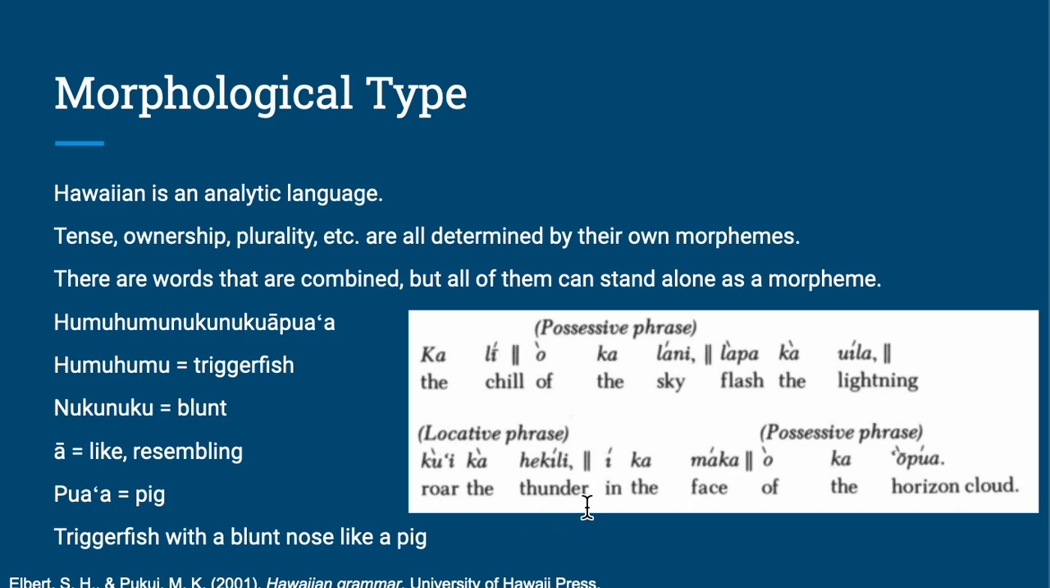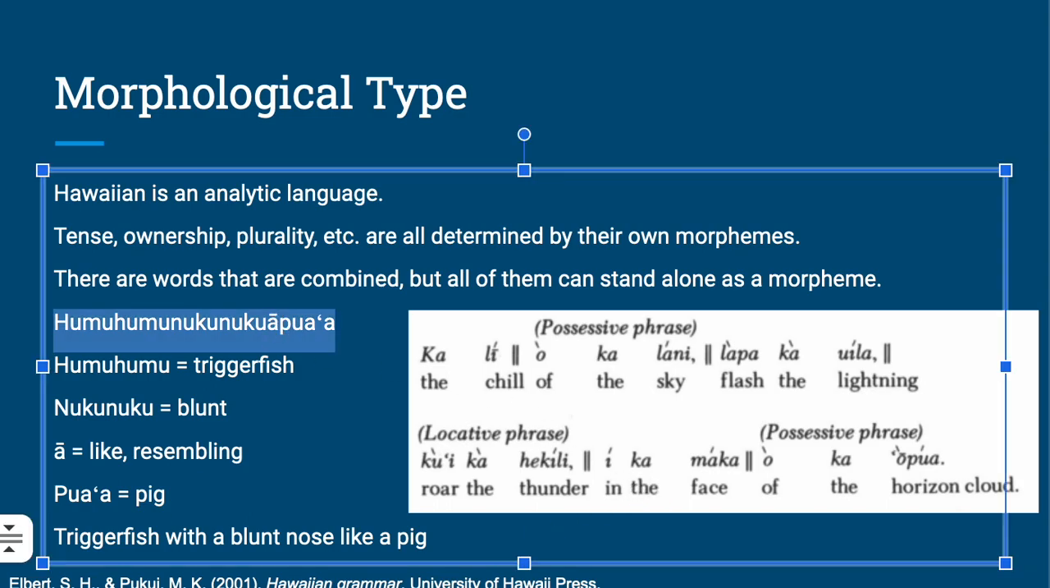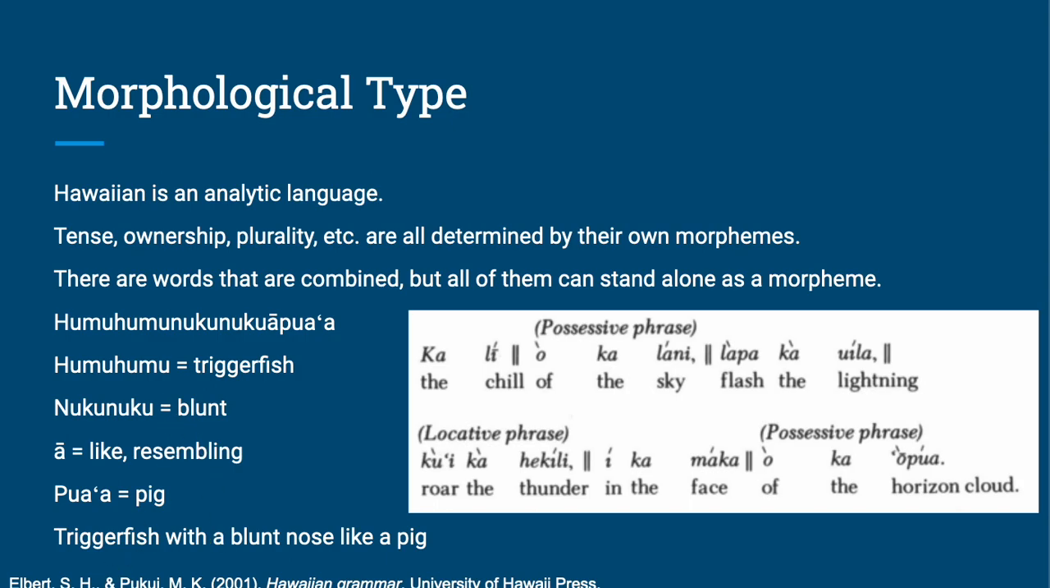So humuhumunukunukuapua'a, the famous word that everybody knows, everybody talks about. Humu means triggerfish in Hawaiian. Nuku nuku, we'll also talk about reduplication and these two morphological processes, concatenative and non-concatenative, in a bit. But nuku nuku means blunt, in this case in reference to the nose of the triggerfish. Then a means like or resembling. Normally it means something else, but we'll talk about that later. I'm getting ahead of myself. It means like or resembling in this compound word, and pua'a means pig. So it just means triggerfish with a blunt nose like a pig.